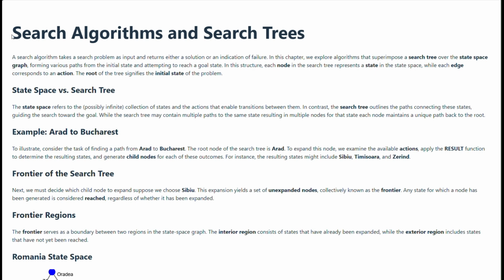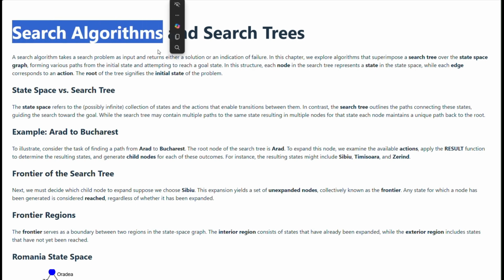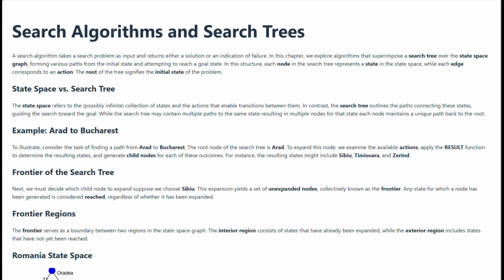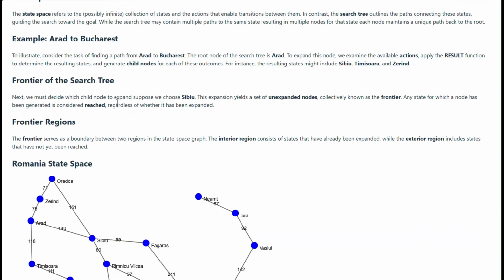Hello everyone and welcome. In this video we're going to introduce search algorithms. Before we dive into search algorithms, we'd have to first distinguish between two separate key concepts. The first concept is state space, while the second is search trees.